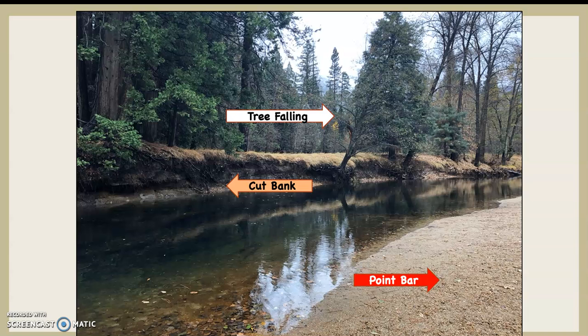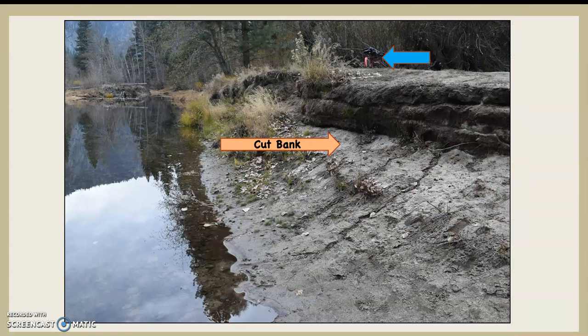What happened is the river has cut into them because the river is constantly eroding away in that direction. And what the river did is it cut into that area where the trees were growing. You can see those trees are falling right into the water. Same thing here. You can see the cut bank. There's very, very low water level in the Merced in this picture. But you can see where it's been cutting away.